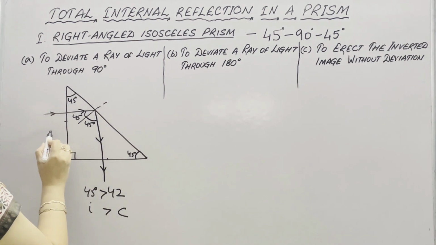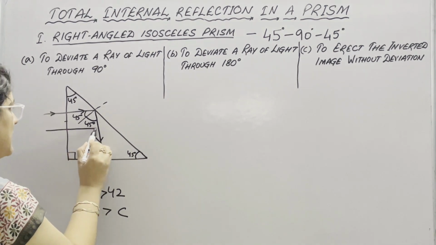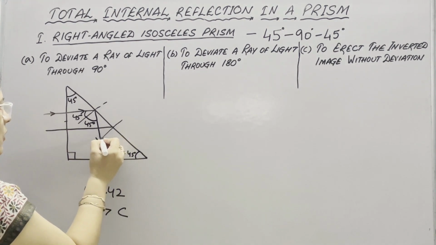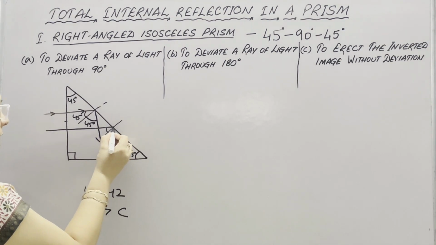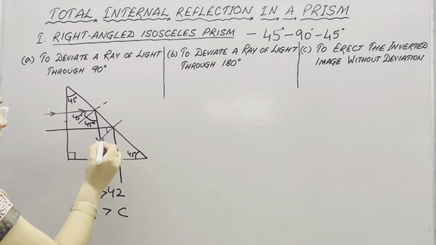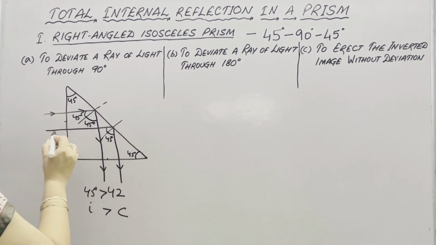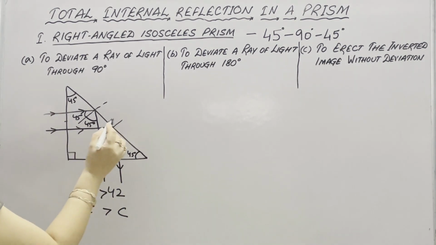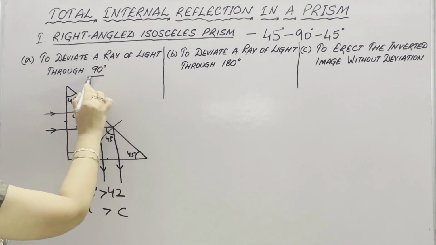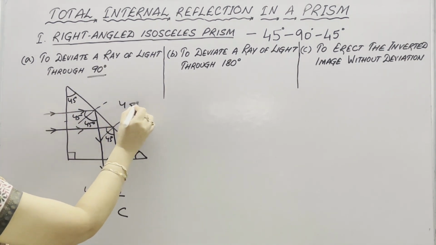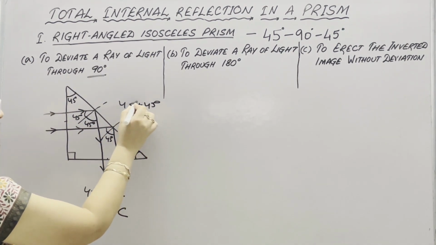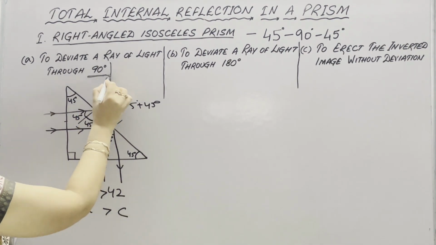So second ray will also strike, it passes undeviated, here strikes with the normal, making an angle of 45 degree, again making an angle of 45 degree and passes undeviated. So you can see this prism is used to deviate a ray of light through 90 degree, 45 plus 45. So total it is 90 degree.